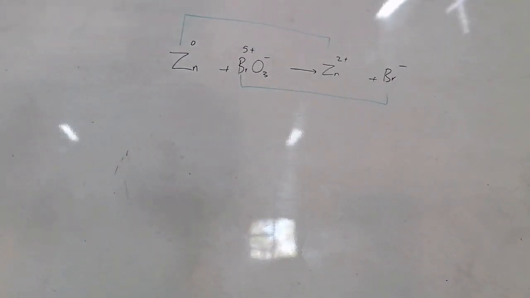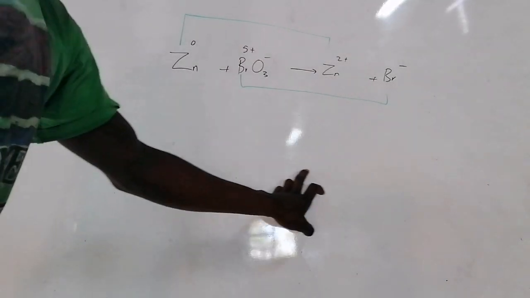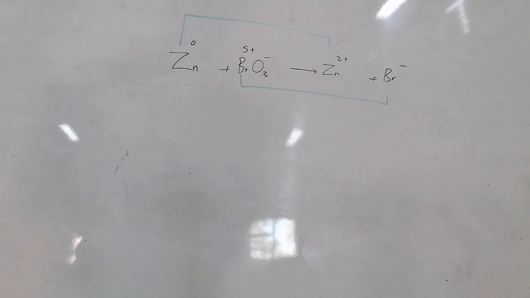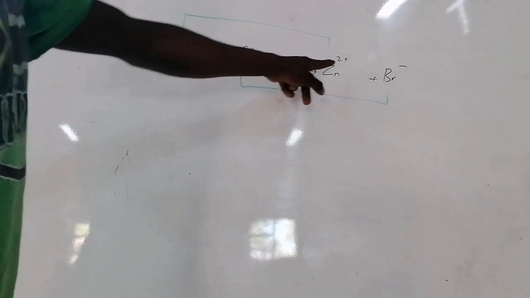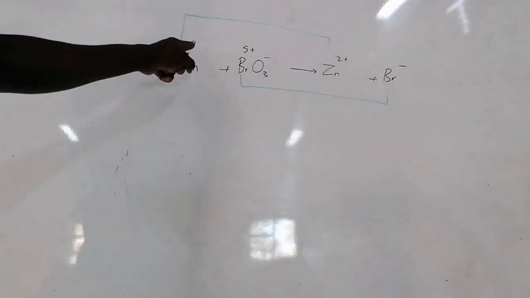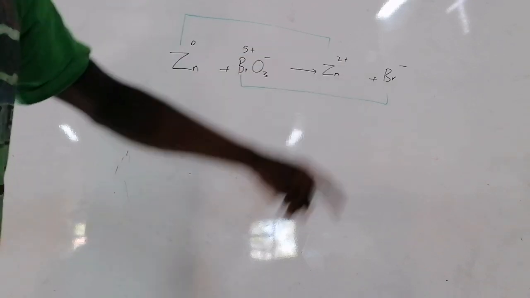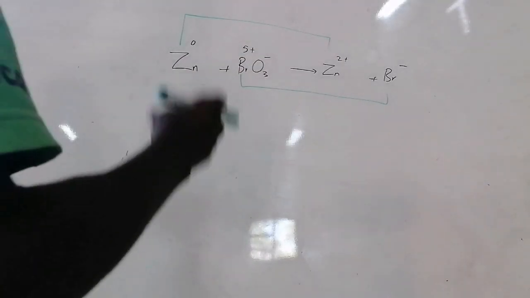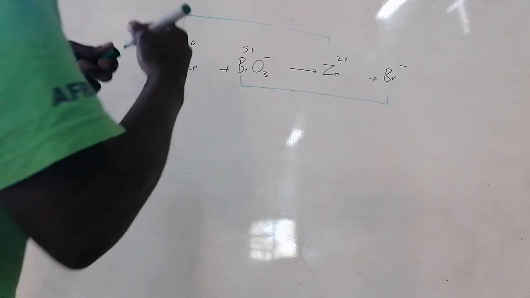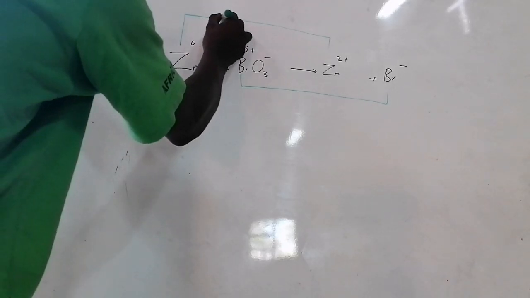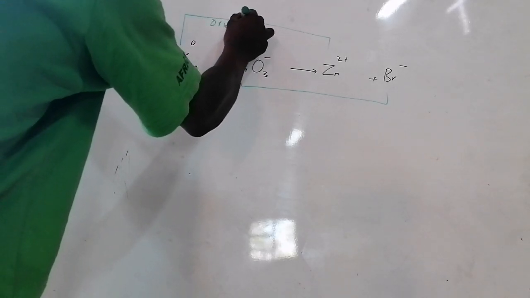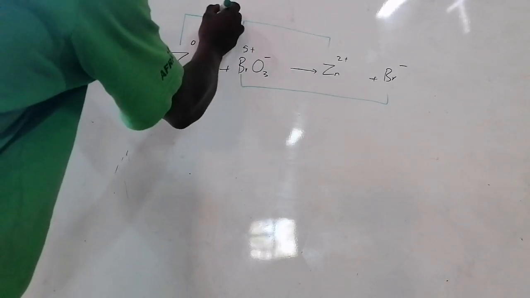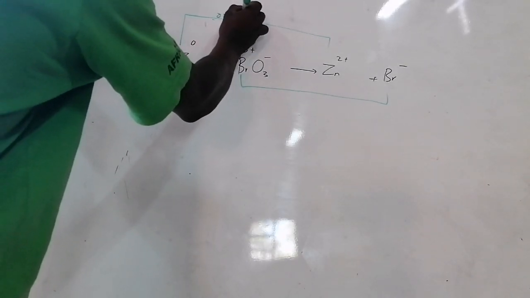You write that an increase in oxidation number is oxidized, a decrease in oxidation number is reduced. So from 0 to positive 2, they added 2 here to get 2 there. So there is an increase in oxidation number. We say that an increase in oxidation number is oxidized. We write oxidized.